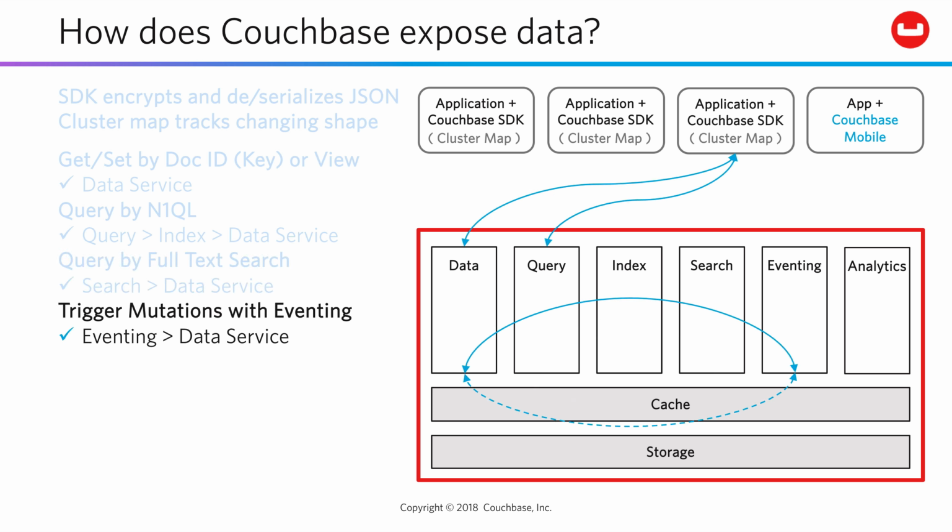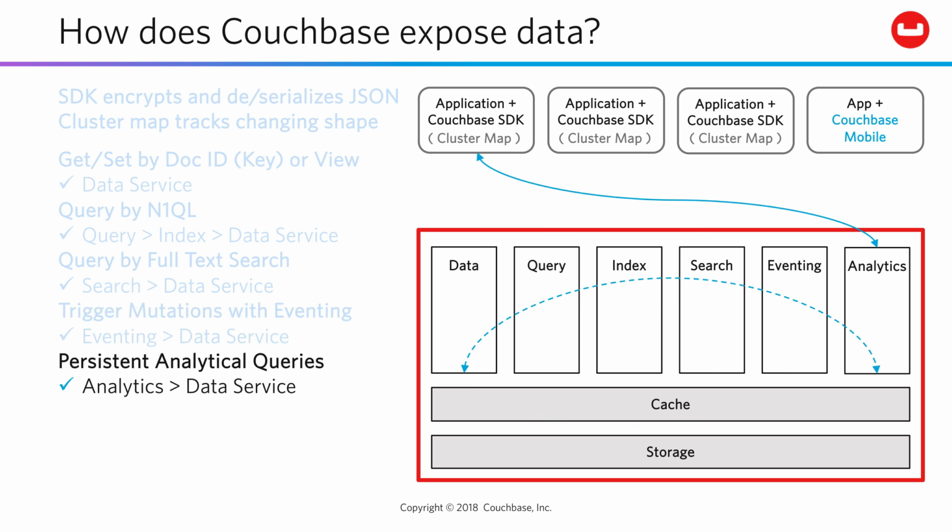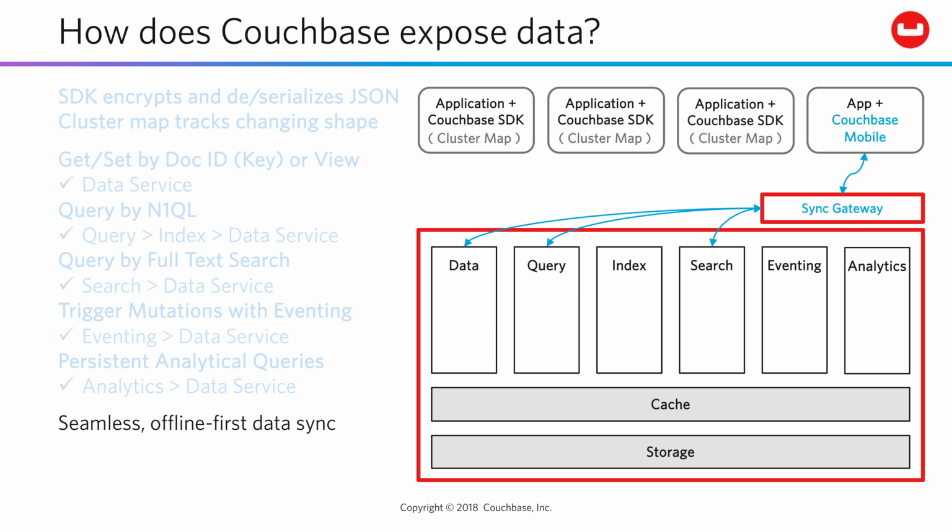Eventing works a bit differently in that it relies on our database change protocol to trigger further mutations in response to changes initiated by a SDK. Analytical queries are also initiated by SDK and, like the rest, rely on the data service. These methods are accessible not only directly, but also via the offline-first architectures made possible by Couchbase Mobile.